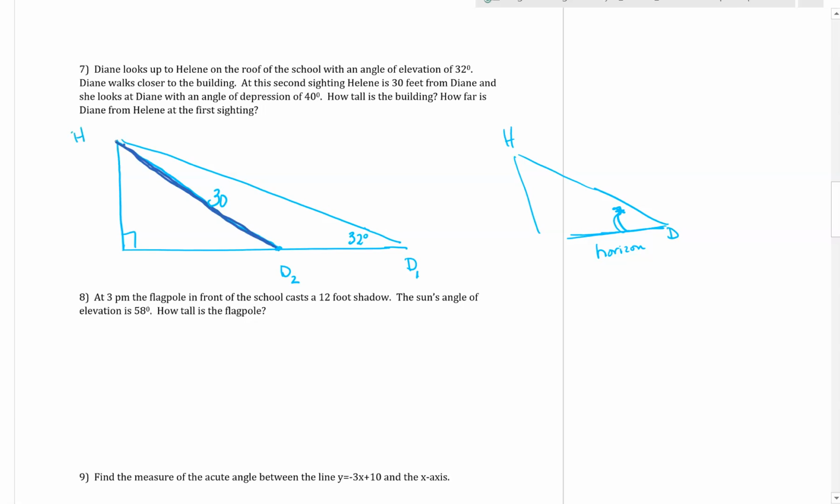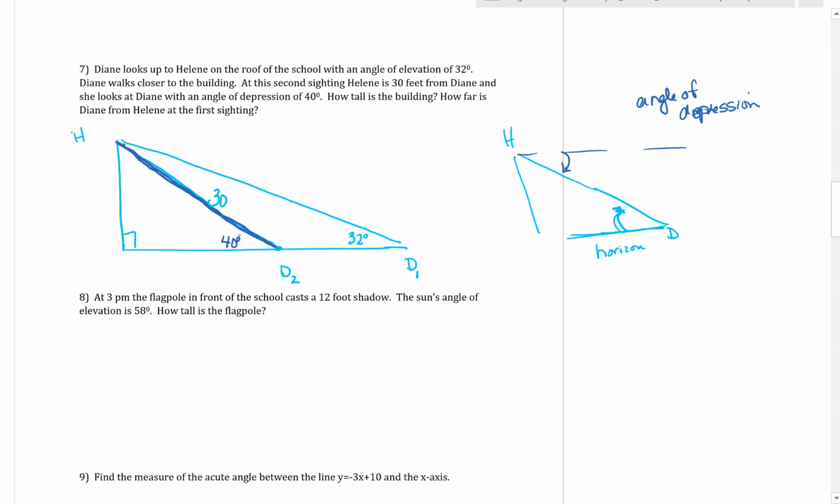And it says this time Helene looks to Diane with an angle of depression. So let's talk about angle of depression. Angle of depression is from the horizon down. So you might think, well, Mrs. Corbett, why are you putting the 40-degree angle here?